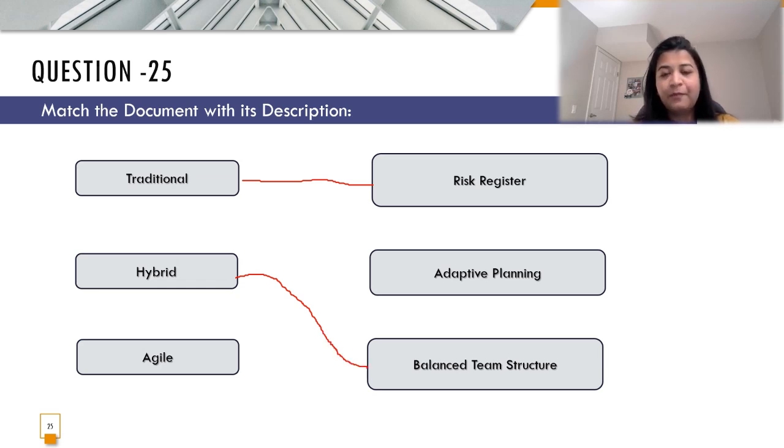for performing the traditional project management, and half of them are going to be agile. So agile comes up with adaptive planning. That's where a minimum viable product is always developed whenever you work with the agile project management methodology.